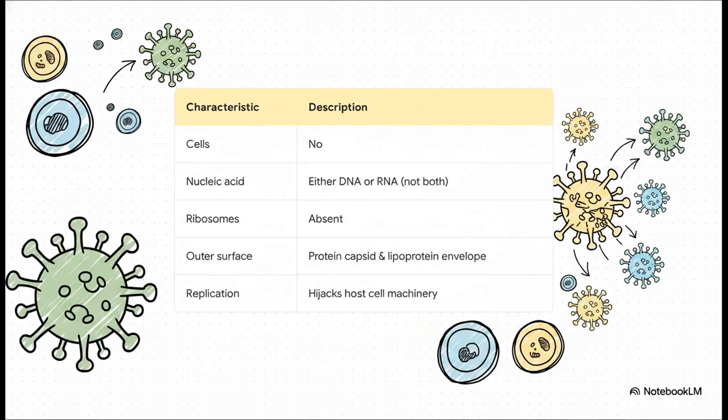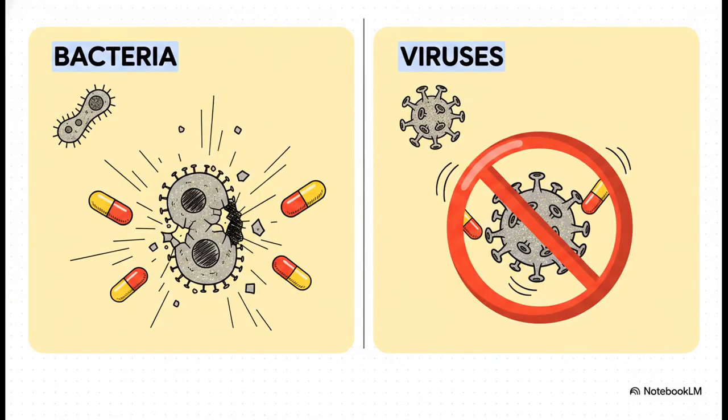They are the ultimate biological hijackers. So let's put them head to head, because this is probably the single most important distinction in all of microbiology. Bacteria are living cells that can grow and reproduce all by themselves. Viruses are just particles that are dead in the water until they can hijack a host.